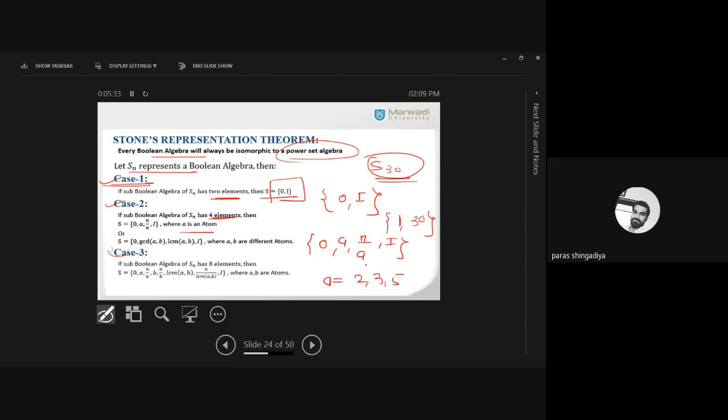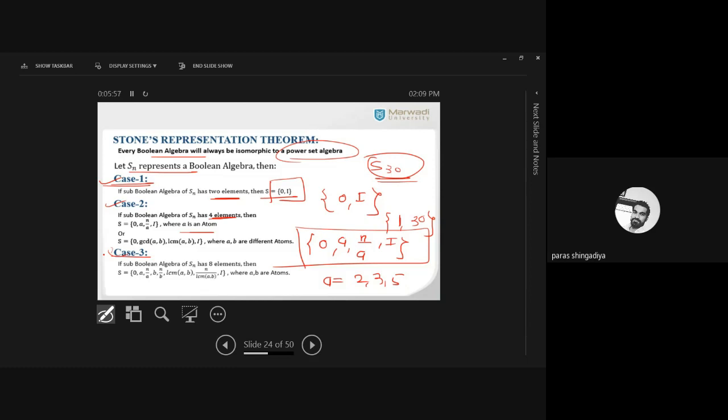Okay? So this is the procedure to get the answer of sub-Boolean algebra which includes the four elements. Otherwise, you can also use this formula: 0, GCD of A and B, LCM of A and B, and I. You will get the same answer when we use this formula. And now in case 3, we'll get one answer: one sub-Boolean algebra which includes the 8 elements.